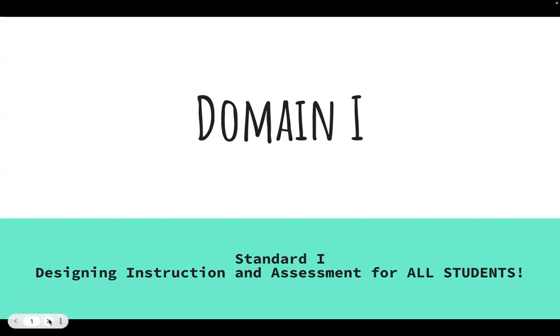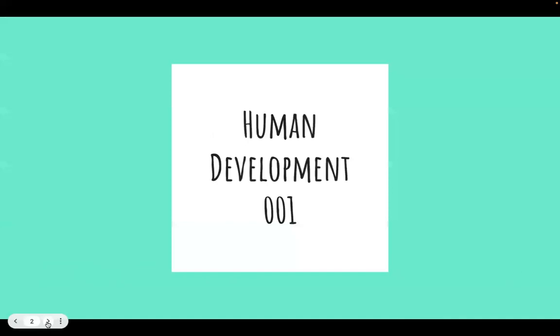So designing instruction and assessment for all students. And today's topic of discussion is competency 2, which is diversity. And that's the all students part of it. That's the big all-encompassing umbrella that is all the diversity.